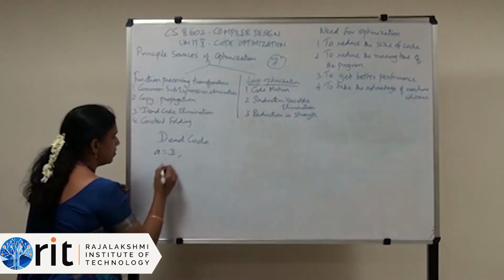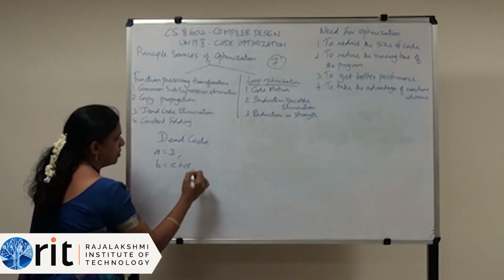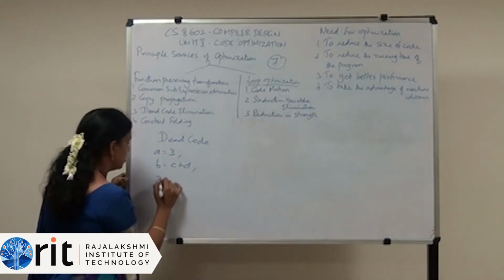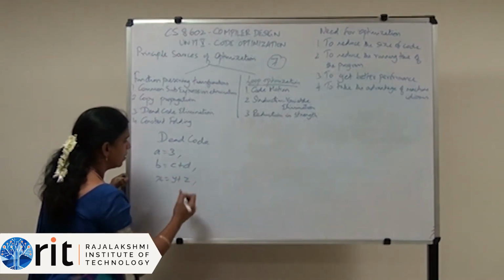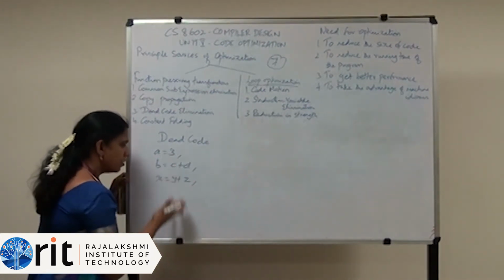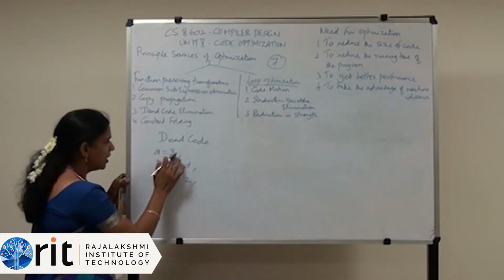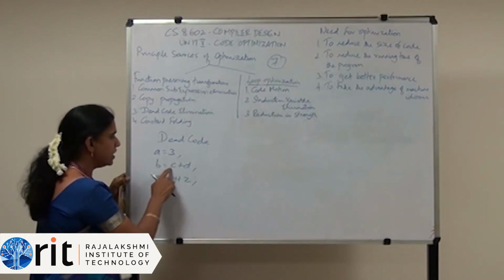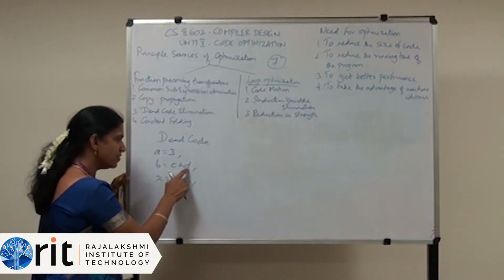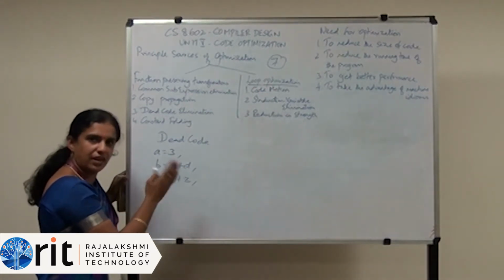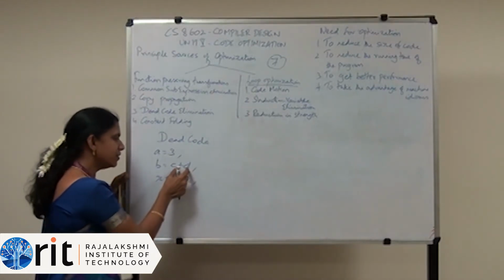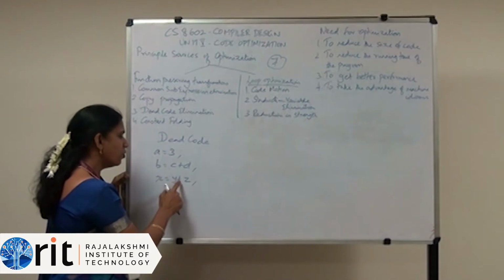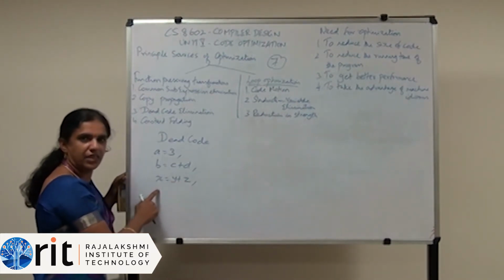A equal to 3, B equal to C plus D, X equal to Y plus Z. We can assume any example. Here I have assigned A equal to 3. The next statement is B equal to C plus D. Assume that C, D, Y, Z, X are declared already. So I am going to add these two and assign it to B. Here I am adding Y and Z and assigning it to X.